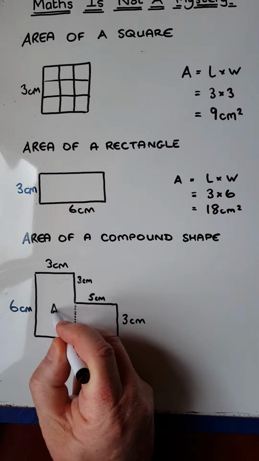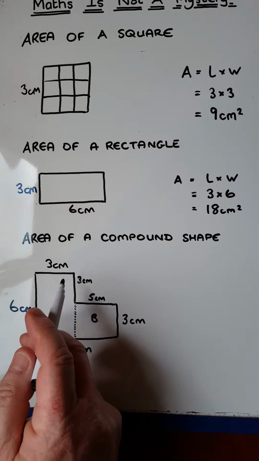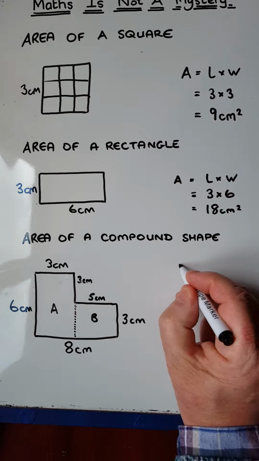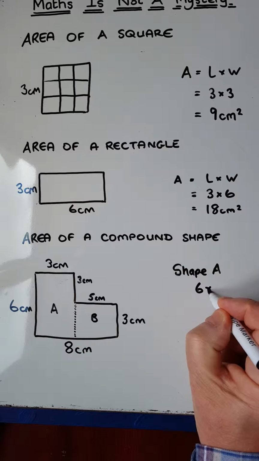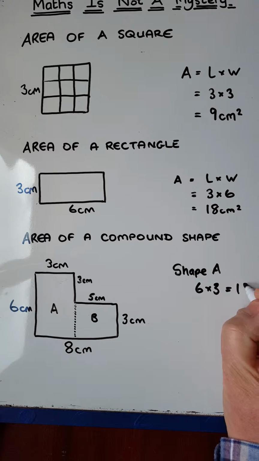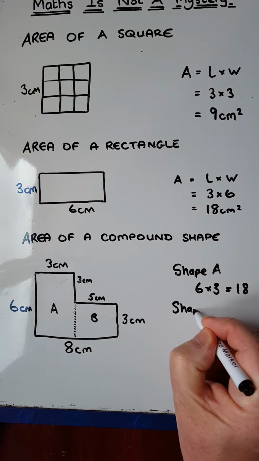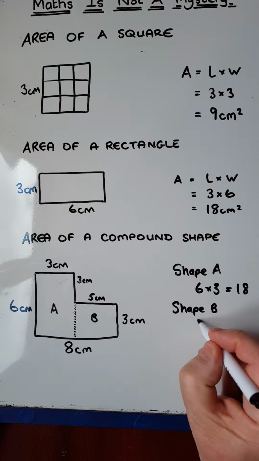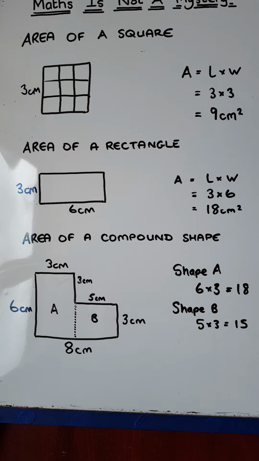Just do it whichever way you want. I'm going to call this one shape A and this one shape B, and I'm going to find the area of shape A. The area of shape A is 6 times 3, which is 18. Shape B is 5 times 3. 5 times 3 is 15.